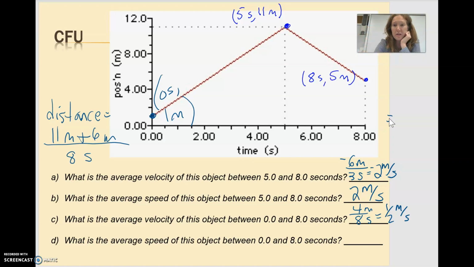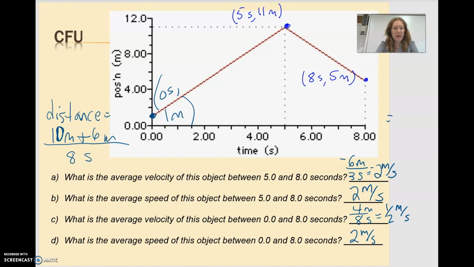So that's, oh wait, but they didn't go 11, did they? They went from 1 to 11. So oops, that's 10. 10 plus 6. That makes it nicer to divide. So 10 plus 6, 16 over 8 is 2 meters per second. Okay.